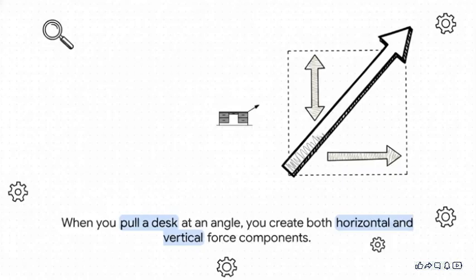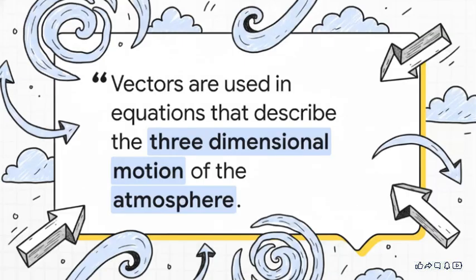I mean, just think about pulling this desk. When you pull it at an angle, part of your force is actually pulling it forward. That's the x component. But another part of your force is also lifting it up just a little bit. That's the y component. Understanding these components is absolutely key to figuring out how things actually move. And this idea scales up. I mean, way up. As this quote from our source material points out, meteorologists use this exact same logic, just in 3 dimensions, to model how the air in our atmosphere moves, to predict the weather, even to track things like hurricanes. The wind itself is a vector, and its motion is governed by these very principles.